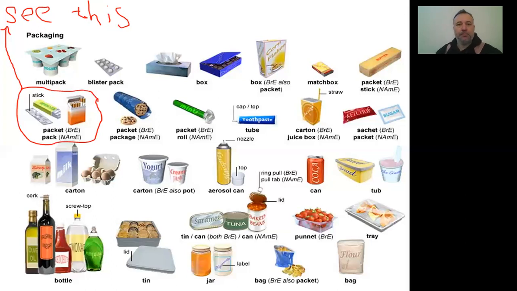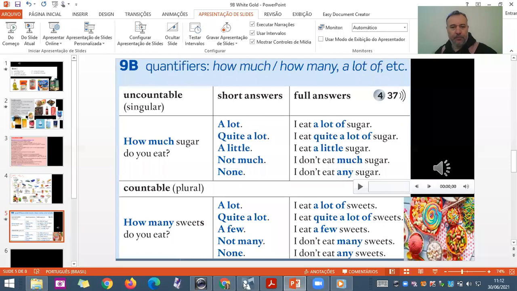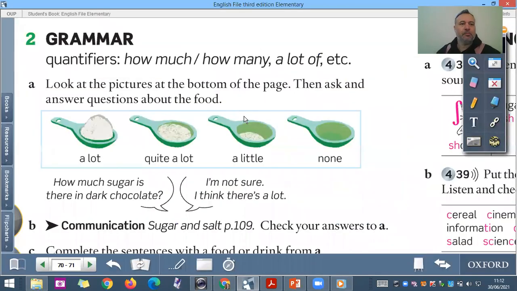Now move on. We're going to go back to the book and do this exercise here right now. Quantifiers. How do you measure the amount of food? How do you quantify it? Right? So these are some examples of how to quantify food. A lot, quite a lot. It's like medium, a little, and none. There is none. There isn't any. Now, look at the pictures at the bottom of the page, then ask and answer questions about the food.